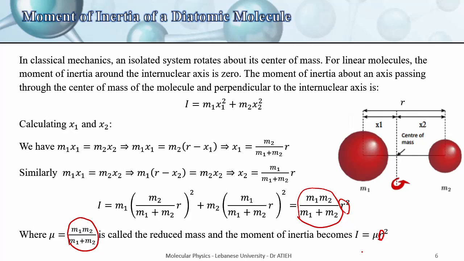So without having to treat two particles and talk about both, we can just assume a single particle rotating about an axis with a distance r, and that works. We can do that. It's okay, it's fine.